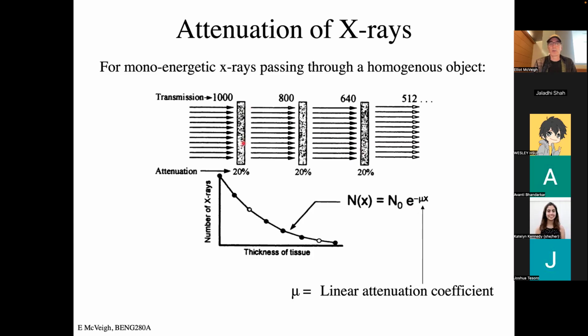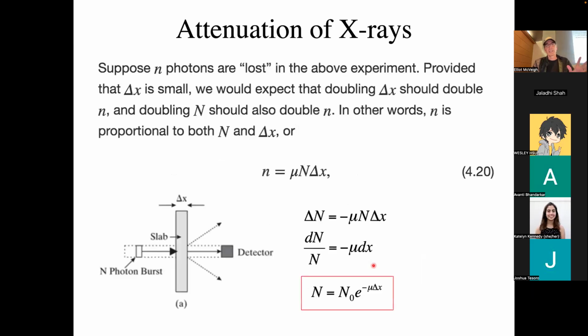So you can imagine with bone, I'd lose more than 20% of my photons through this, and this curve would be steeper. It would be a faster decaying exponential. Okay, so that's the concept of linear attenuation coefficient. The reason it's called linear is because if you look at it explained this way, if I have big N photons hitting my target, and my target is some delta X, then the number emerging from the target is just mu times big N times delta X.